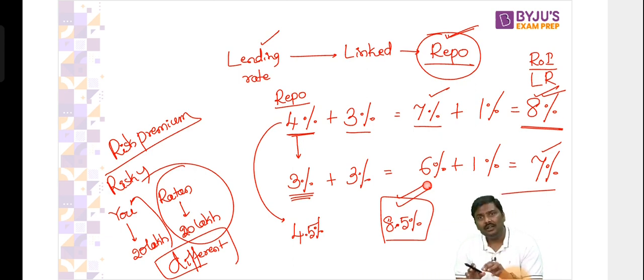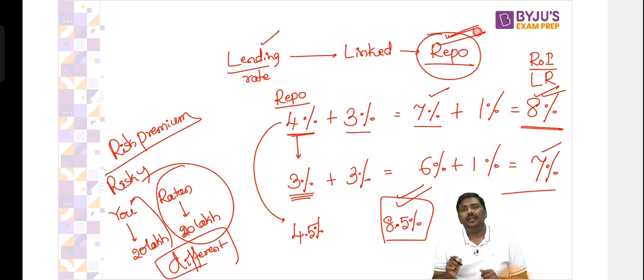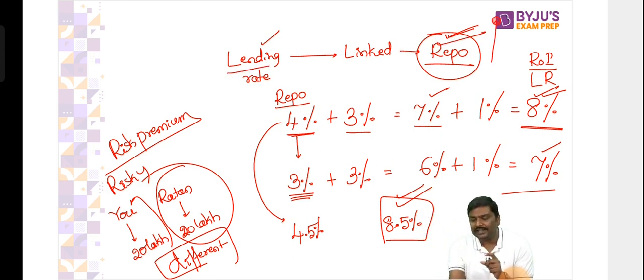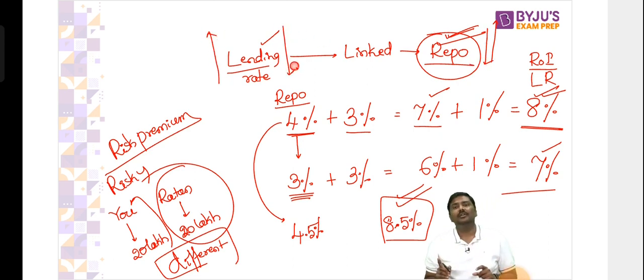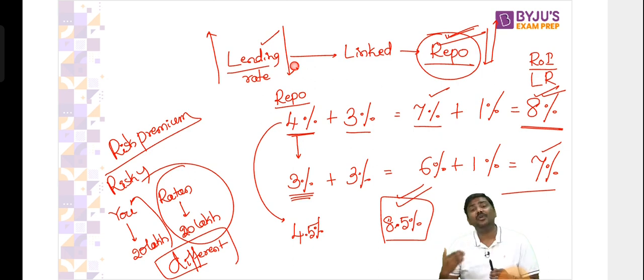What is the objective of RBI here? RBI is not giving any chance to the bank. RBI says you connect your lending rate to the repo rate. When you connect the lending rate to the repo rate, if the repo rate increases, your lending rate automatically increases, and if the repo rate falls, your lending rate automatically falls. This is called external benchmarking. Why is it called external benchmarking?